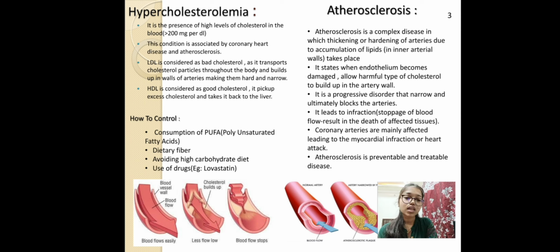Next, coronary arteries are mainly affected, leading to myocardial infarction or heart attack. Actually, in this disease, mainly coronary arteries get affected. We know the coronary artery is the artery which supplies blood to the wall of the heart. So in this disease, coronary arteries are mainly affected, and it leads to myocardial infarction or heart attack. Next, atherosclerosis is a preventable and treatable disease. So we can prevent or treat atherosclerosis by bypass surgery or by using some drugs or medicines.